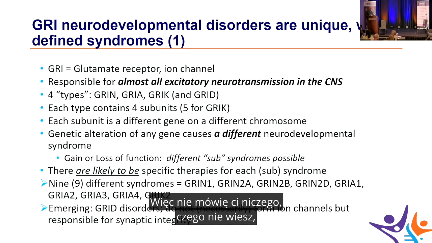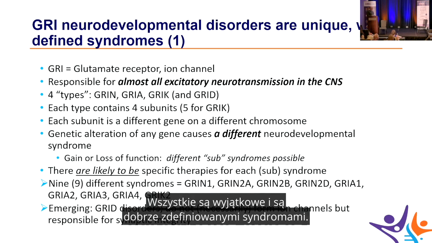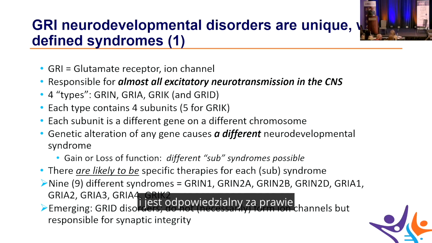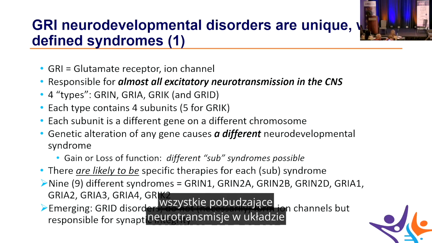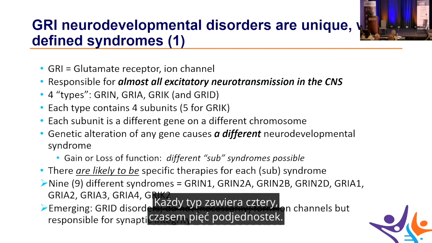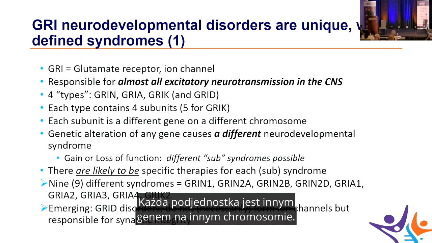I'm not telling you anything you don't know, but just to say it very distinctly, GRI neurodevelopmental disorders are all unique and well-defined syndromes. As you know, GRI stands for glutamate receptor ion channel, and it's responsible for almost all excitatory neurotransmission in the nervous system. There are 4 types: GRINs, GRIA, GRICs, and GRIDs. Each type contains 4, sometimes 5 subunits. Each subunit is a different gene on a different chromosome.